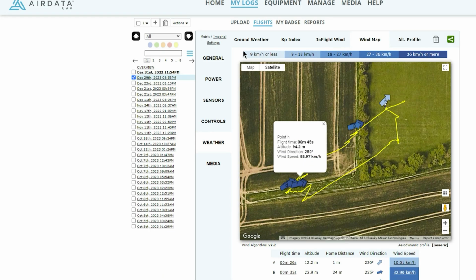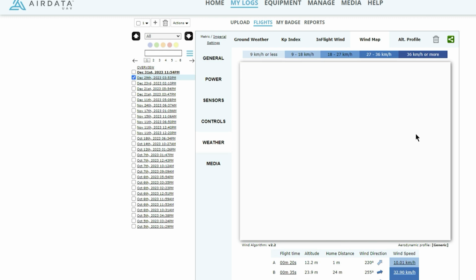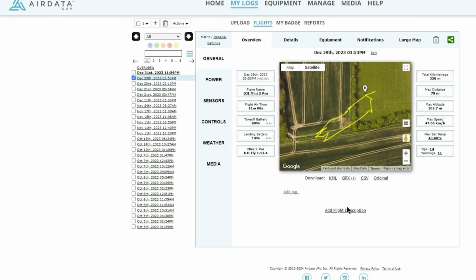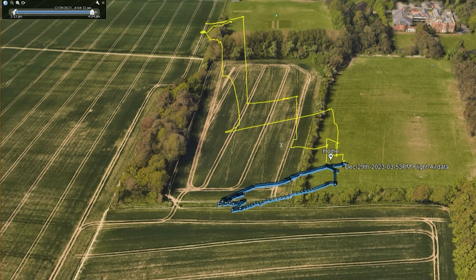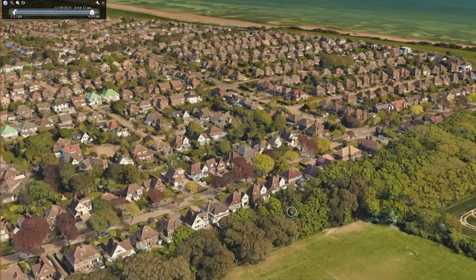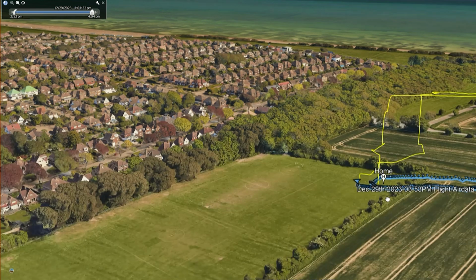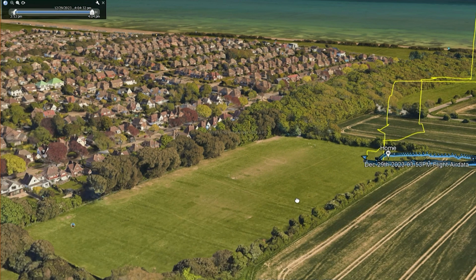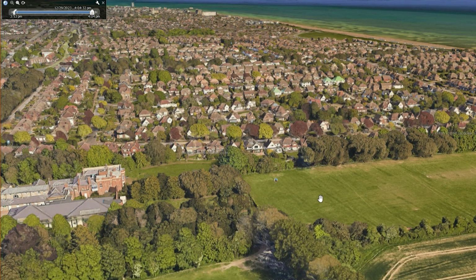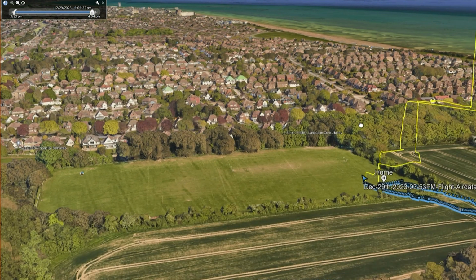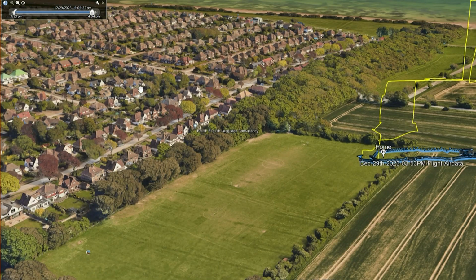You can download the KML files to Google Earth. So if we go to Google Earth, you can actually see what the flight looked like approximately. I didn't fly very far from home at all here, because it is kind of a risk when it's very windy. If your drone drifted off and you lost connection, it might not return to home.